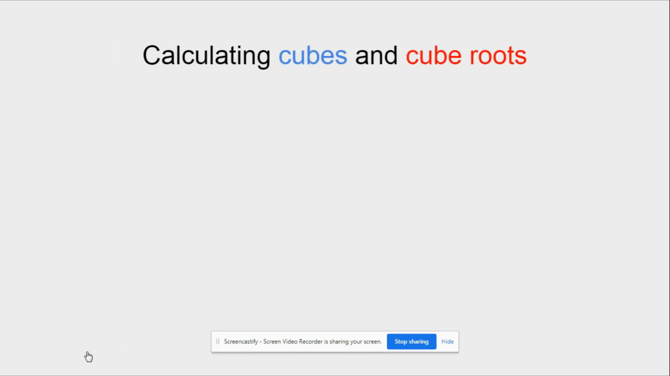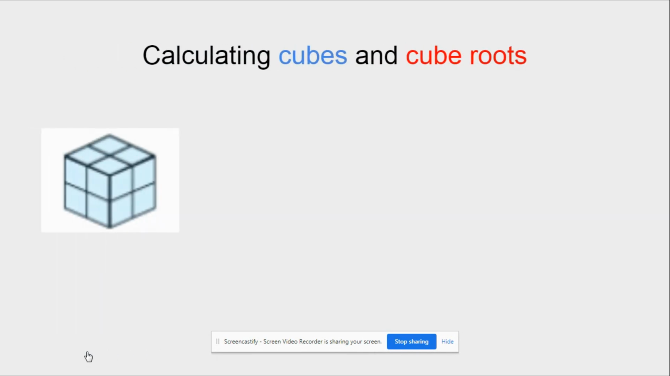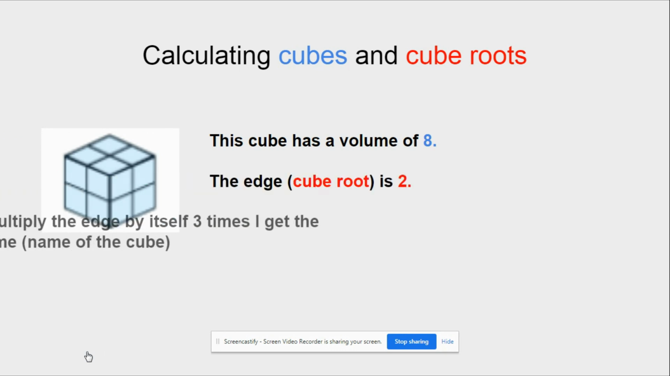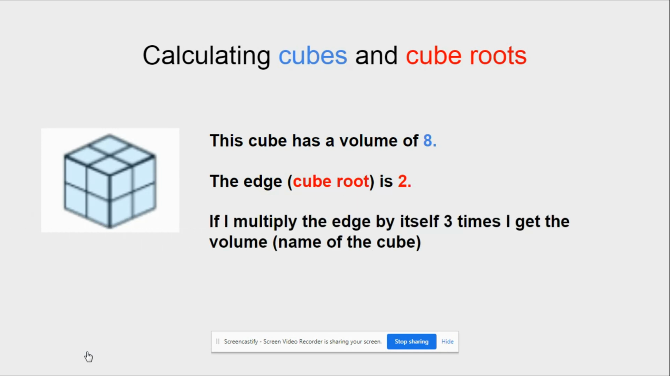So how do we actually calculate cubes and cube roots? Let's look at this cube right here. This cube has a volume of 8 unit cubes. The edge, or the cube root, is 2. If I take that edge and multiply it by itself 3 times, I get the volume. 2 times 2 times 2 is 8.